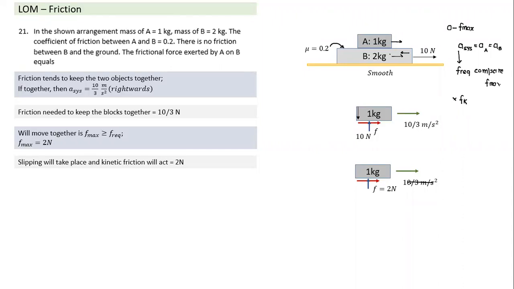Sorry, this part is not there. So this force will act equal to 2 Newton. If this is 2 Newton, acceleration will be equal to 2 meters per second square. So top block will have acceleration of 2 meters per second square.